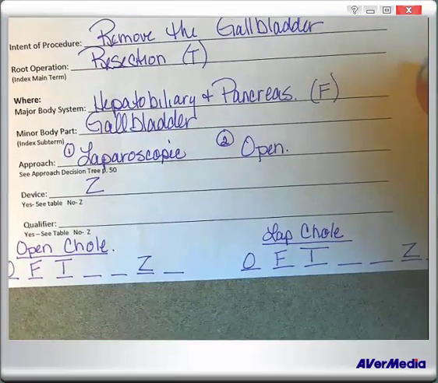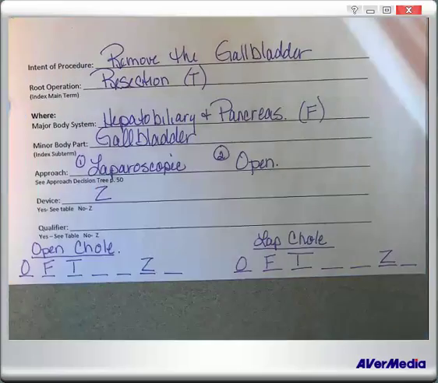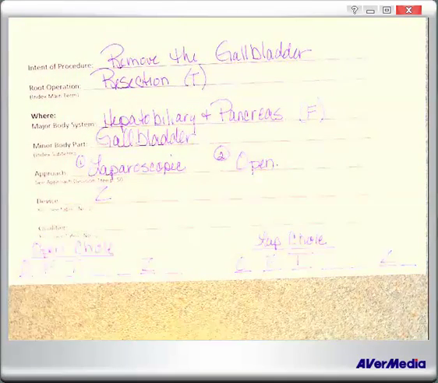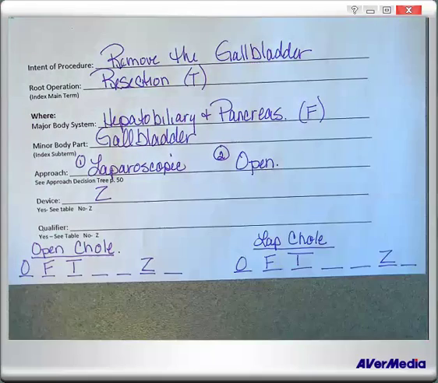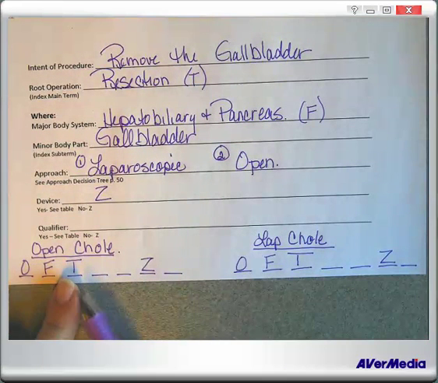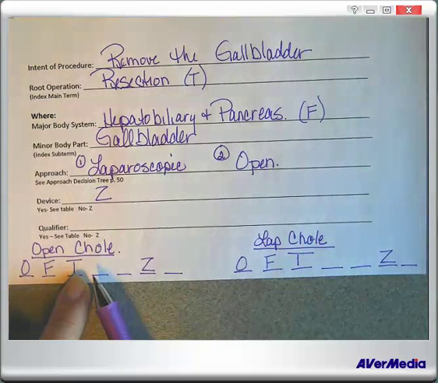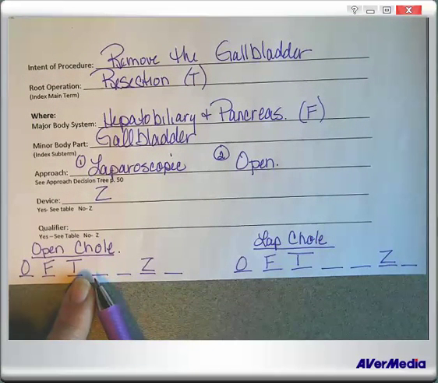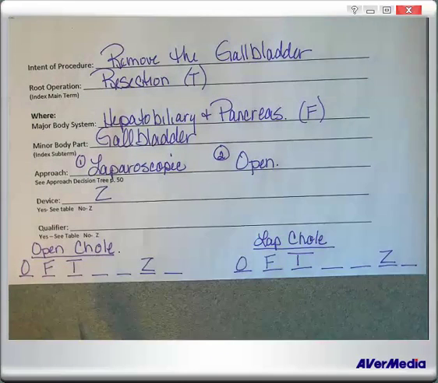Now, here's the question that a lot of people will have. How do I know which one is going to be primary? Well, obviously the one that you finished with that's the most resource intensive is going to be your principal or your primary procedure. That's going to be your open cholecystectomy. So this will be listed primary or principal. This will be listed secondary as the lap chole. So let's go ahead and start with the open.